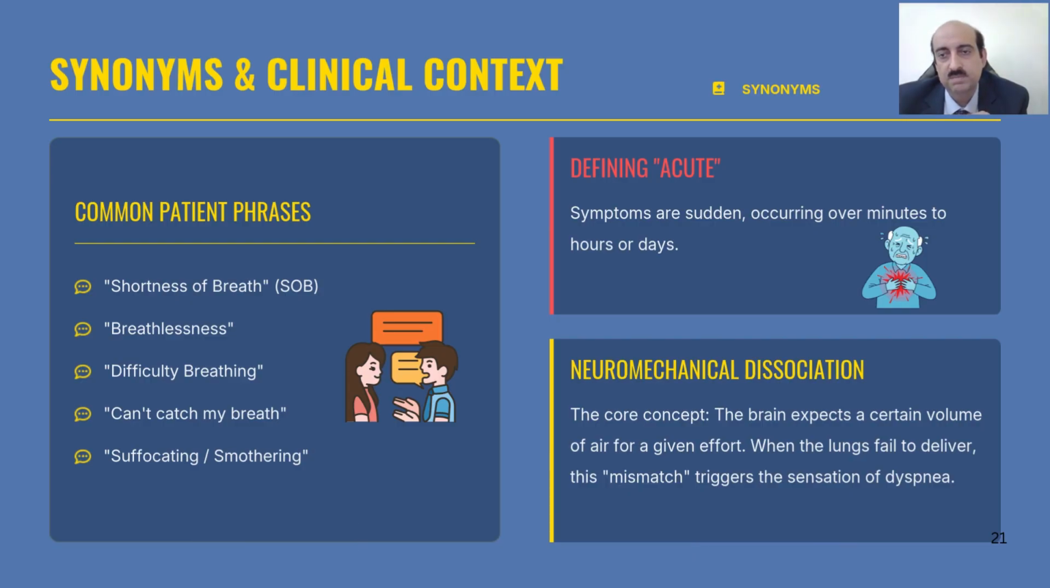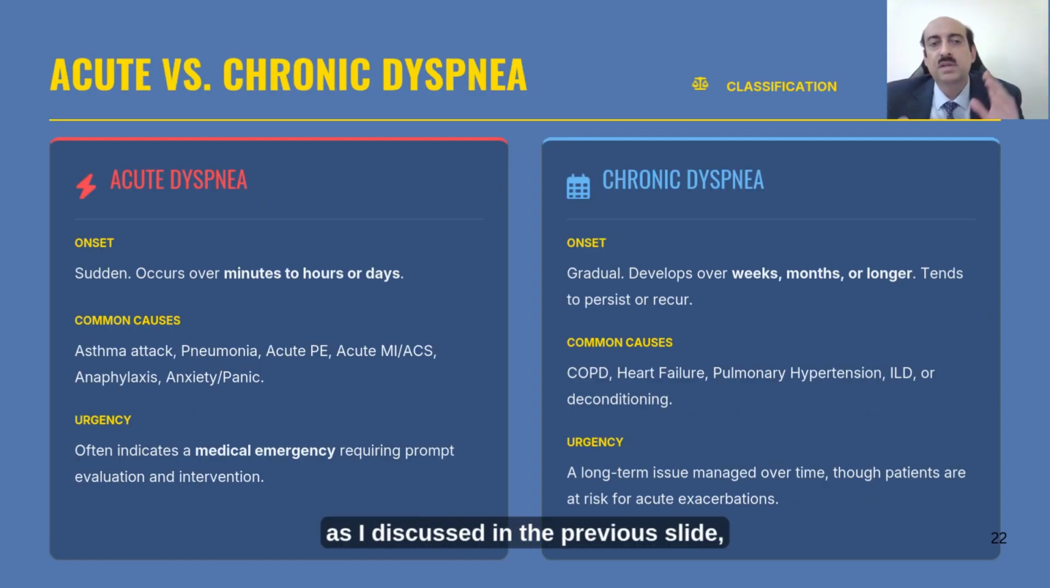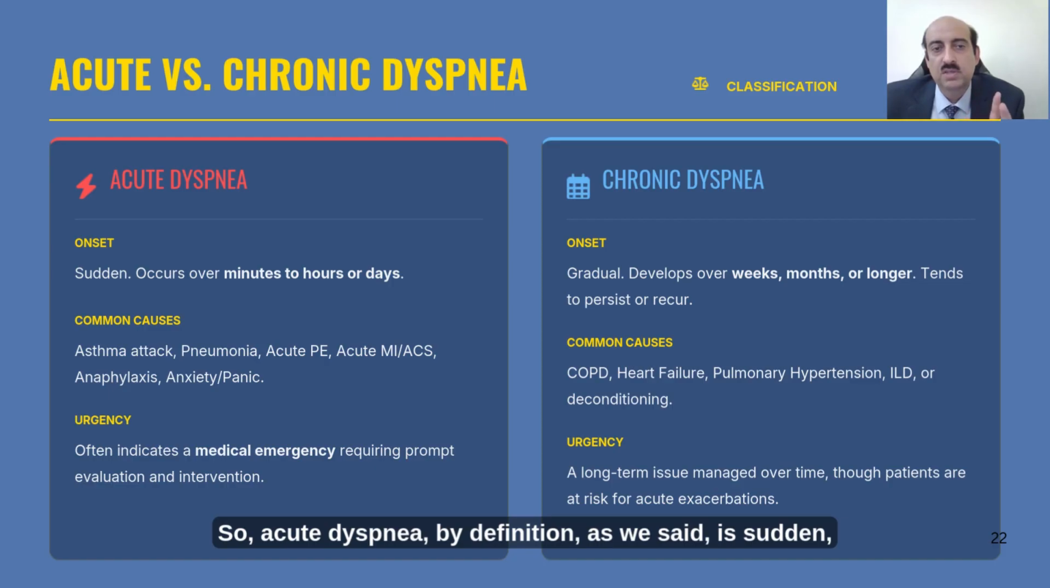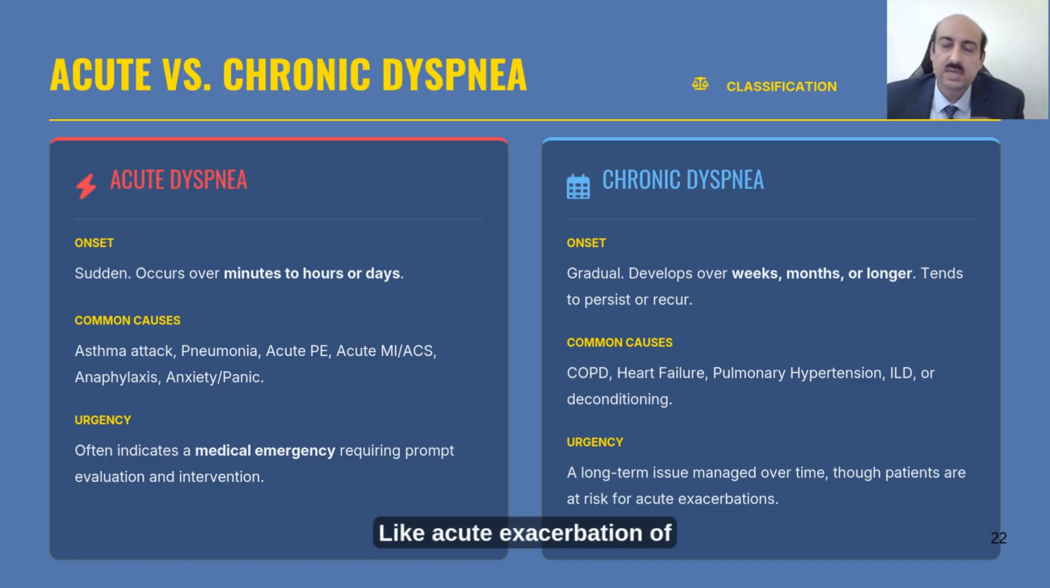of acute dyspnea. So taking it further, as I discussed in the previous slide, acute versus chronic dyspnea. We need to differentiate between the two before we move forward. So acute dyspnea by definition, as we said, is sudden, occurs over minutes to hours, maximum days, like acute exacerbation of asthma and COPD can be over maybe a couple of days. Against that, acute pulmonary embolism, acute pneumothorax will be fairly sudden, literally within seconds or minutes, and maximum a few hours depending upon the speed of onset really.